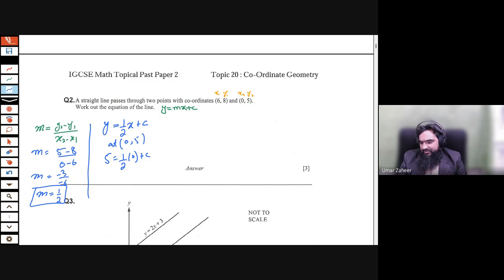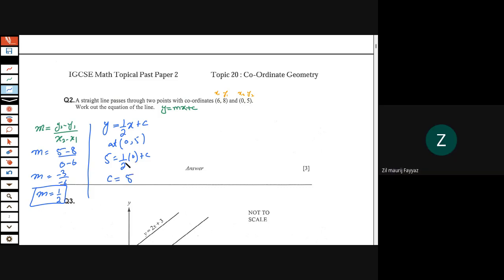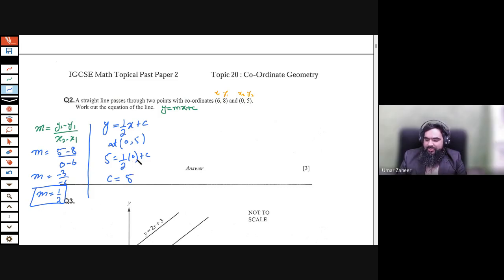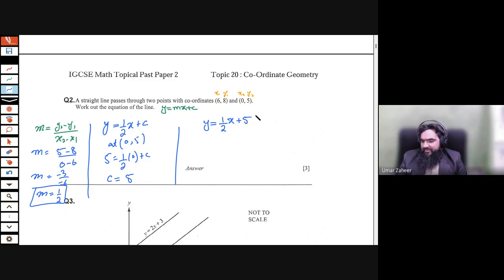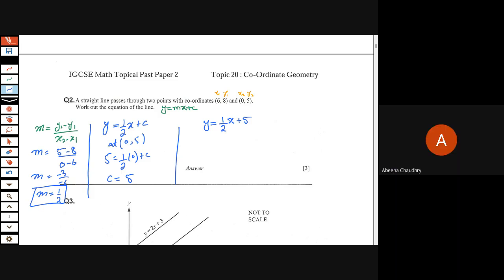So you will get 5 equals 1 over 2 multiplied by 0, which is 0. So we'll get that c is equal to 5. The equation will become y equals 1 over 2 x plus 5. Yes. Does anyone have a doubt till here? No, sir.